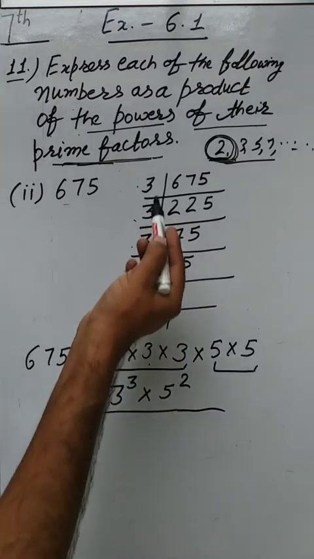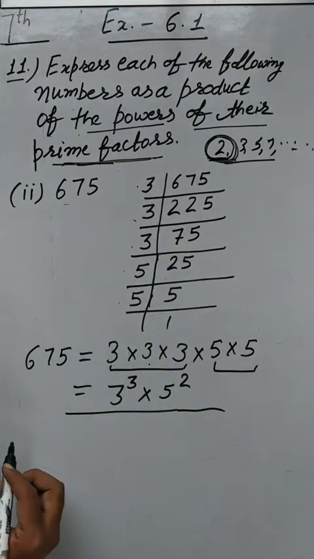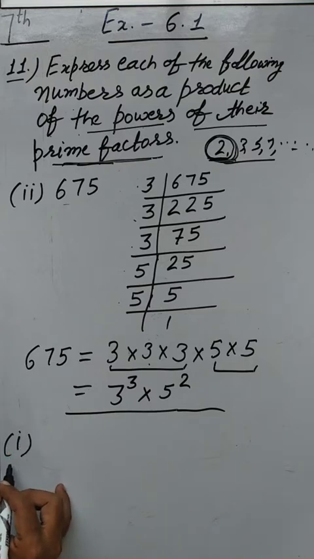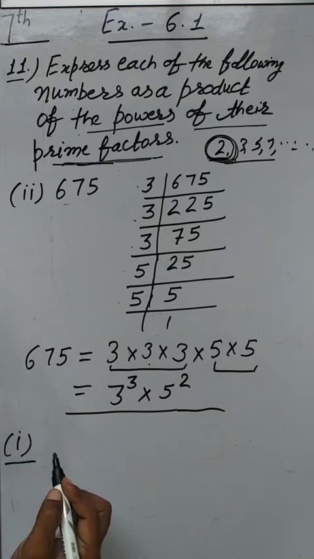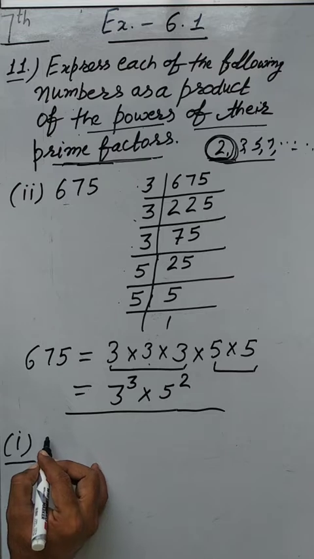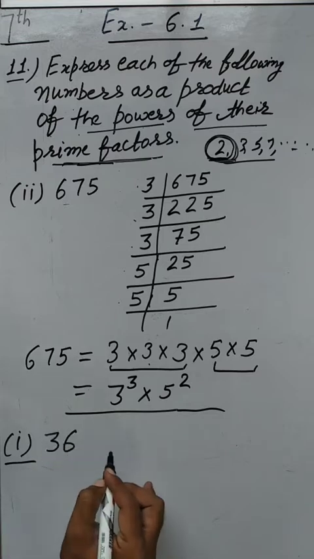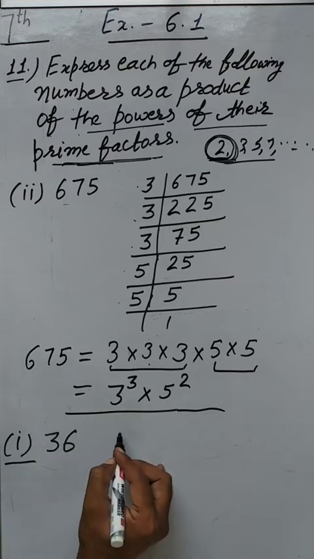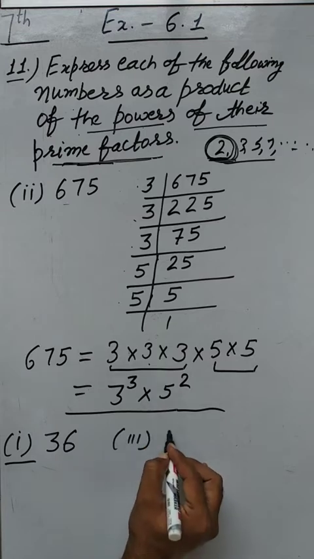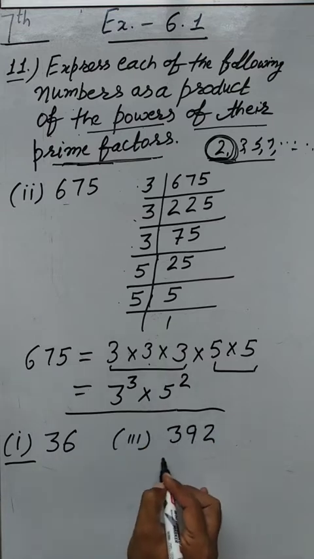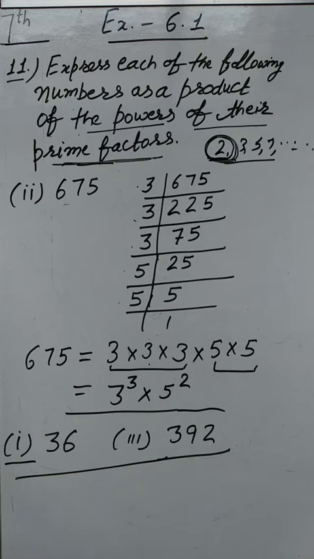Okay, beta. Find the prime factors, then write in the form of exponents. This is your question. And its first part is very easy, beta. You can try it by yourself. In the first part you have to write 36 in the form of prime factors. And the third part, beta, is 392. Okay, try these two parts by yourself. Understood, beta? I hope you can easily solve these parts.